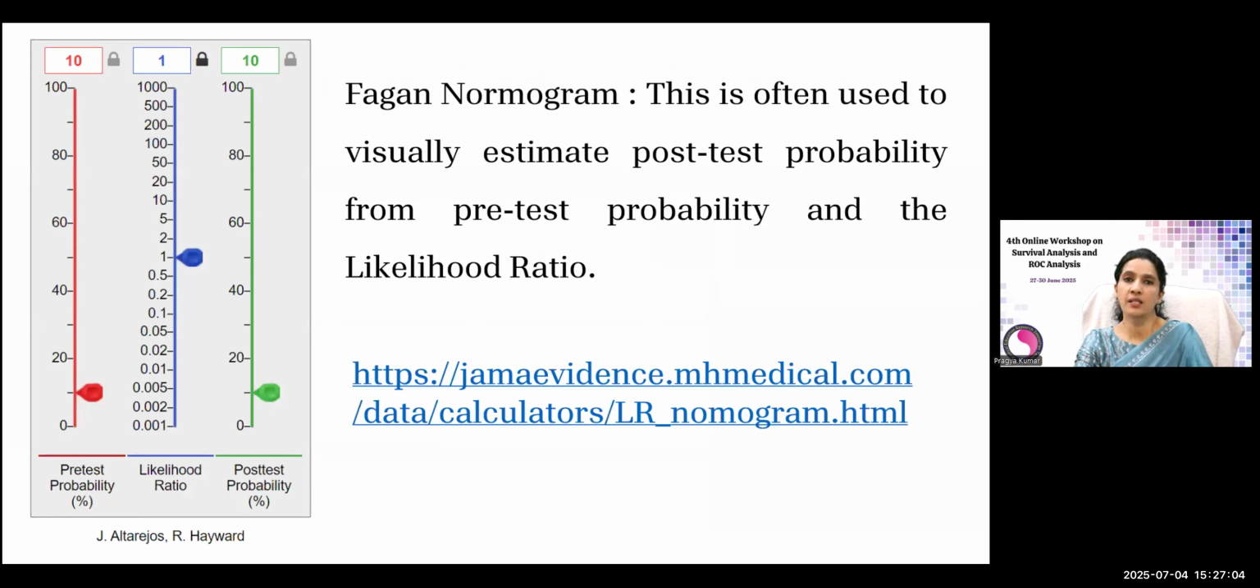So based on this, Jamovi gives you the outcome in the form of a nomogram, which I was discussing in the Cox regression. There also the option of nomogram is there, which will appear in version 2.7. Right now it is not complete. But in case of this ROC, it gives you a nomogram, which is also known as the Fagan's nomogram. And this is used to visually estimate your post-test probability from the pre-test probability and likelihood ratio. So we'll see this.